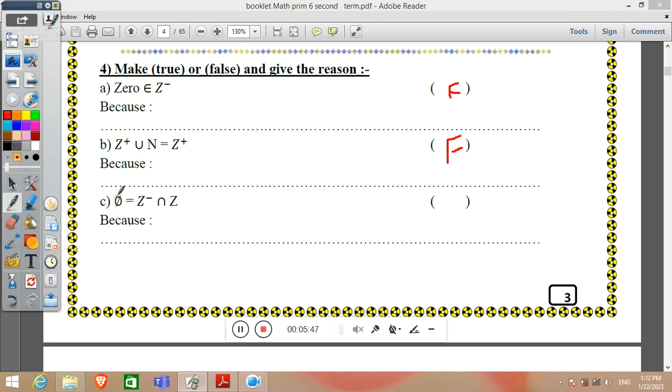Next, phi equals Z negative intersection Z. What is the common part between the negative numbers and the set of integers? The common part between them is the negative numbers, so phi is not the right answer, so it's false.